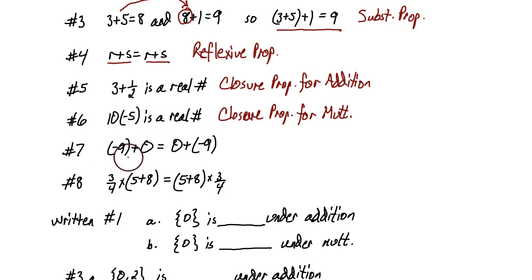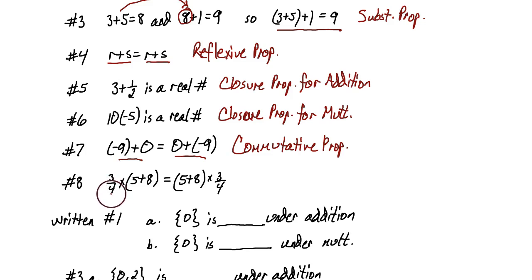Number 7, negative 9 plus 0 is equal to 0 plus negative 9. What is the connection between these two expressions? They are the same two numbers added together, but the order of the numbers has been switched. That is the commutative property.